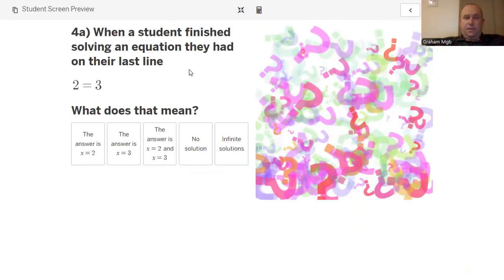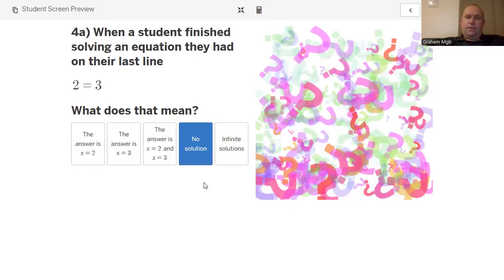Question 4 is very similar. This is also a very similar type of question. So there's no x's in this question at all. So we're not solving for x at all in this. So I can almost eliminate these answers straight away. Does 2 equal 3? Well, no, it doesn't. So this would actually be a no solution.